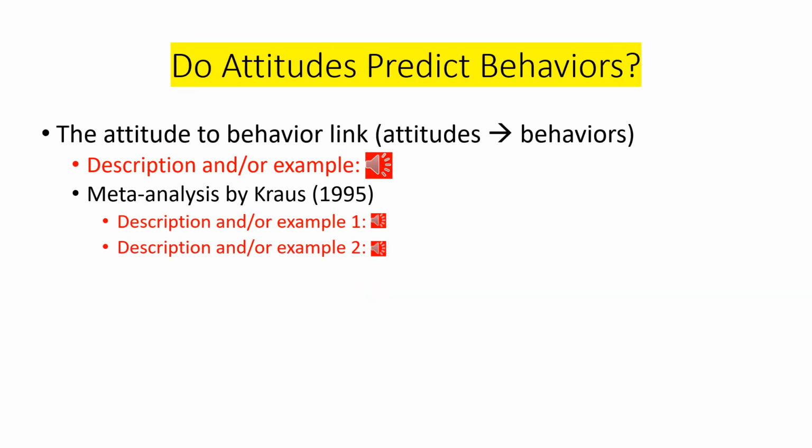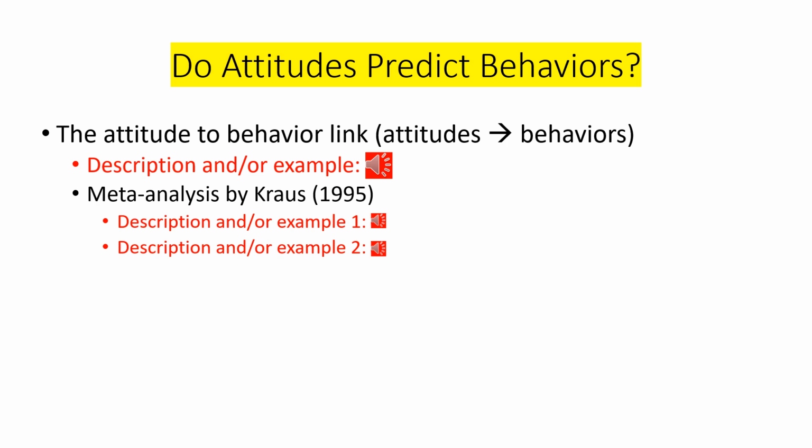The first line of research that we'll examine involves the attitude to behavior link. Essentially, this line of research examines whether or not attitudes predict behaviors. That is, does how I feel about a topic, my positive or negative evaluation about that topic, have a relationship or a bearing on how I act relative to that topic?